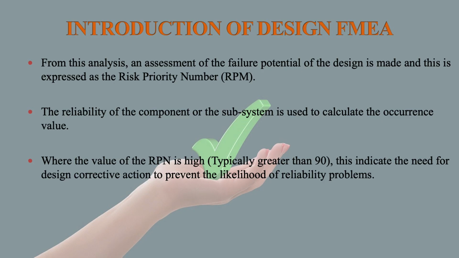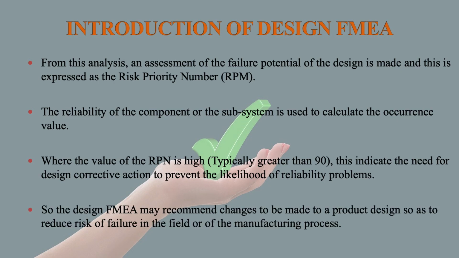where the value of risk priority number is high. This indicates the need for design corrective action to prevent the likelihood of reliability problems. So the Design FMEA may recommend changes to be made to a product design so as to reduce risk of failure in the field or of the manufacturing process. When the RPN is more, it may be greater than 90, then we can say that there is more risk, so some corrective actions are to be taken so that the process can be made okay.